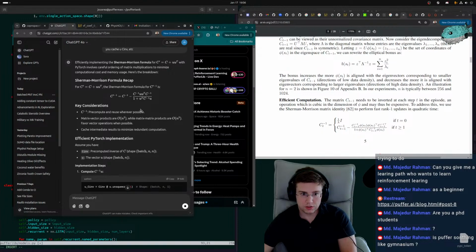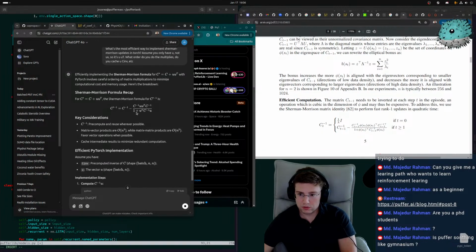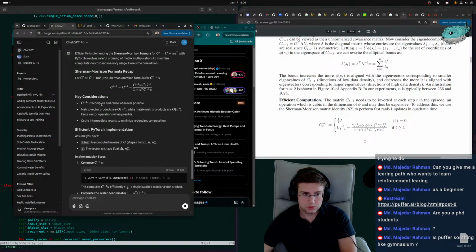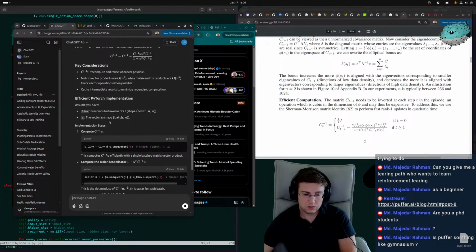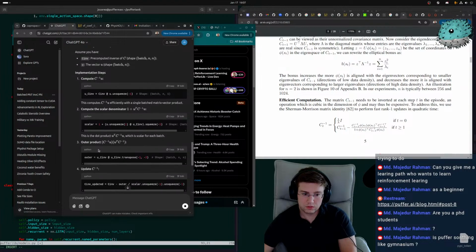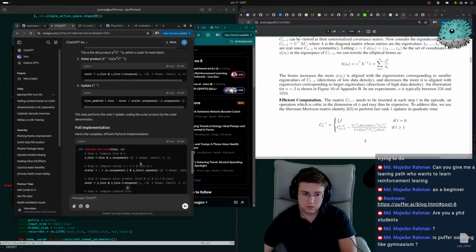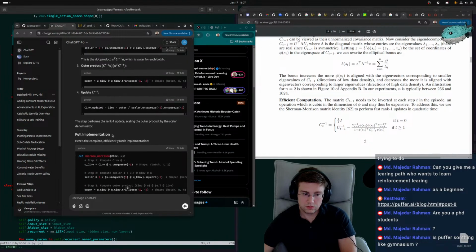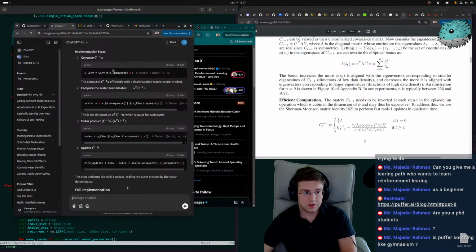This is UUT, 1 plus. Obviously this. So yeah, you compute this. I think this is a shit implementation that it just gave me.